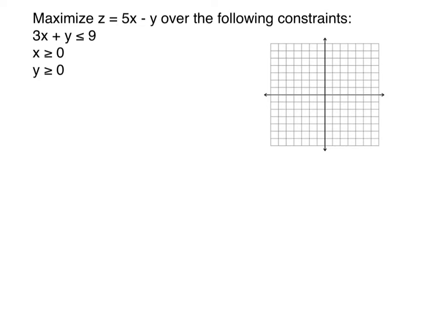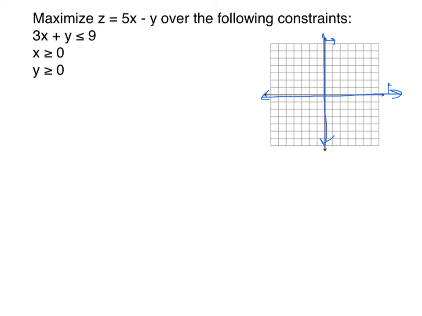So let's graph the bottom two lines first. Those are easier. x is greater than or equal to 0 is actually the y-axis, and we're going to shade all the things greater than it, to the right. y is greater than or equal to 0 is actually the x-axis, and we're going to shade everything above it. Those are all the y's greater than or equal to 0.